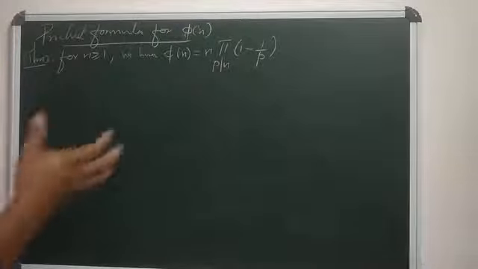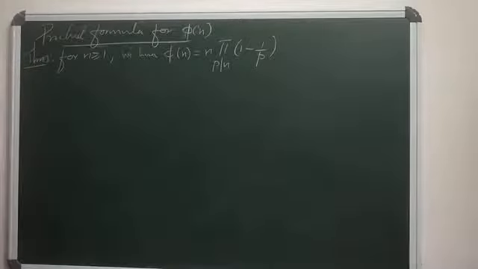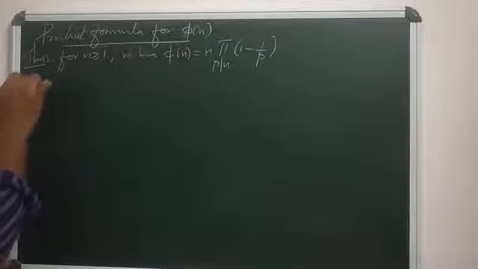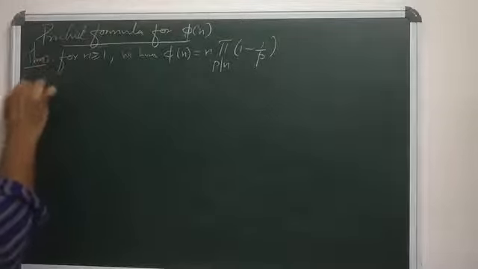This is used to find the value of the phi function for n when it is expressed as the product of distinct primes. For n greater than or equal to 1, our result is phi of n equals n into the product over p dividing n of 1 minus 1 by p. How to prove? The proof is in this way.